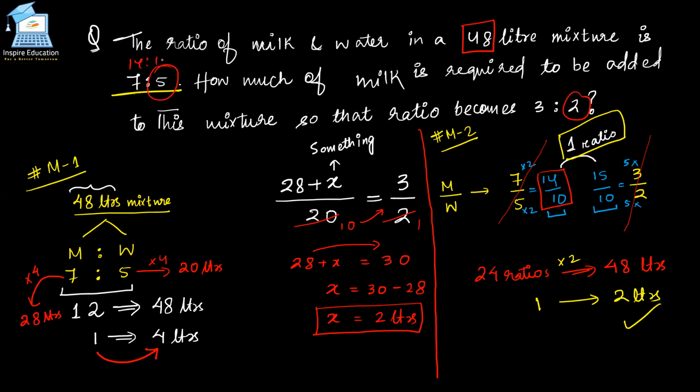So this will be 14:10 and this will be 15:10. So water is the same, and milk is 14 and 15. So 1 is changing. And what is the total? The total is 24. So 24 is equivalent to 48, meaning into 2. So 1 is equivalent to 2. Done. But you cannot do it like this with the X method. Orally the question is solved.